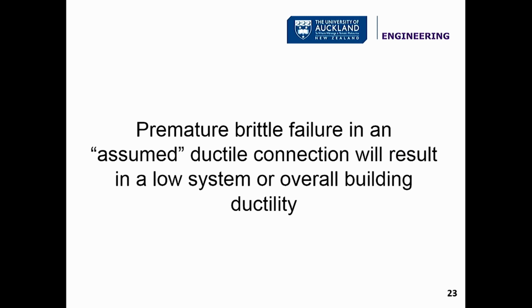Not that our connections cannot have a lot of ductility. We could design a connection with 40 millimeter displacement. But being able to say exactly when the secondary brittle failure in the ductile connection will occur prevents us from making sure that all our ductile elements are working together. So overall, our system or our structure will not have a high ductility value until we can control when the secondary brittle failures occur.